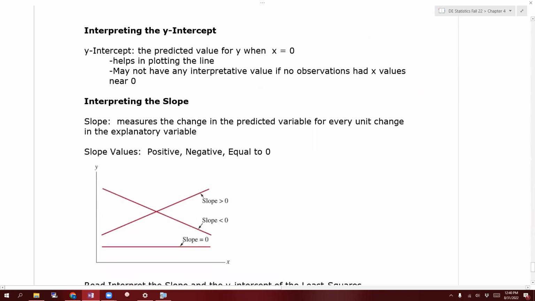All right. The last part of this chapter is talking about what the 2 components of our line tell us. So what does the slope tell us and how can we use it to increase our understanding? And then what about the y-intercept? So first, the slope. The slope always tells us something important. It tells us how increasing our x by 1 unit will affect our y.